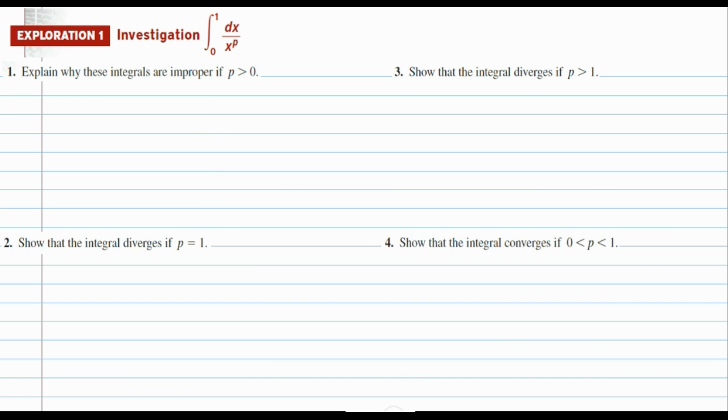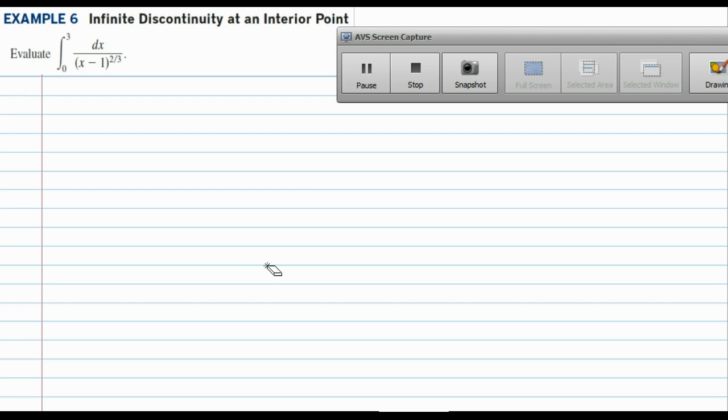So let's try one. Example 6 wants us to evaluate the antiderivative from 0 to 3. Well, I'm going to try and do this without a calculator. I know that there's going to be an infinite discontinuity here at 1. So I need to split up my integral into the antiderivative from 0 to 1 and the antiderivative then of the rest of it from 1 to 3.